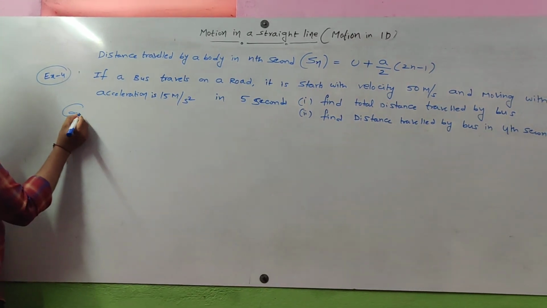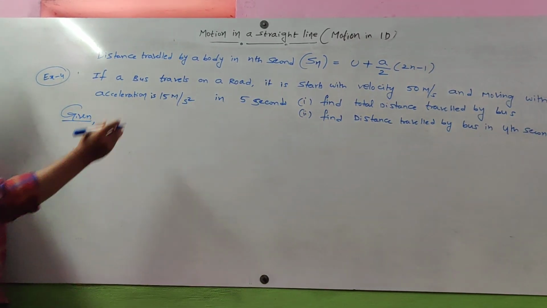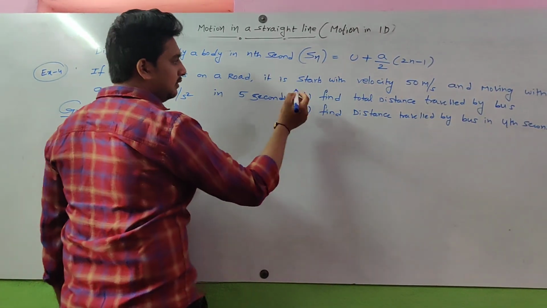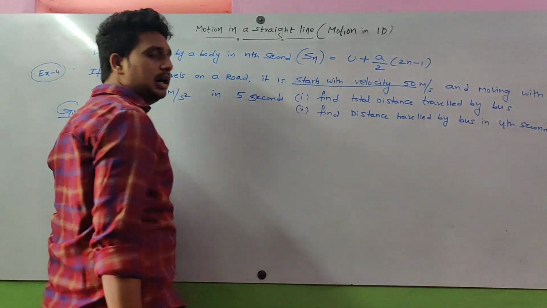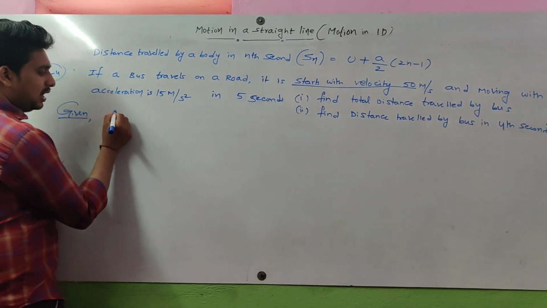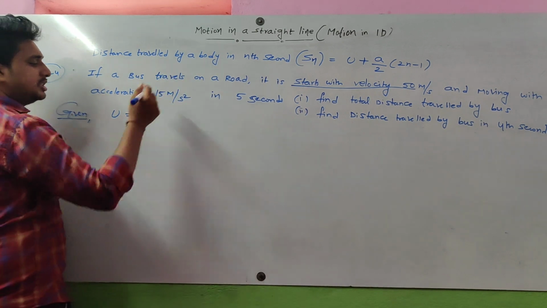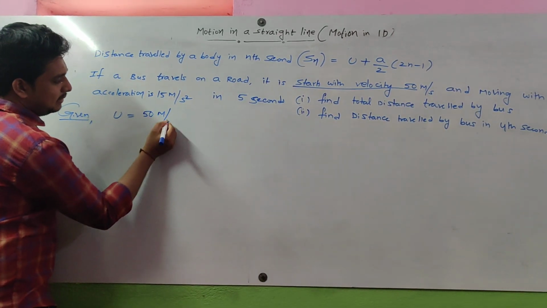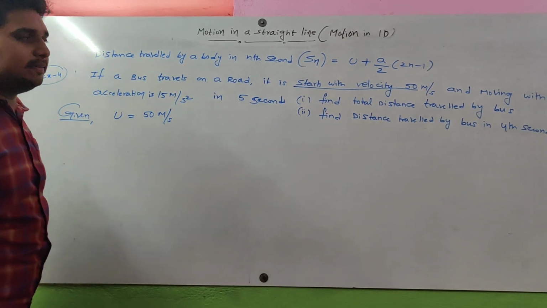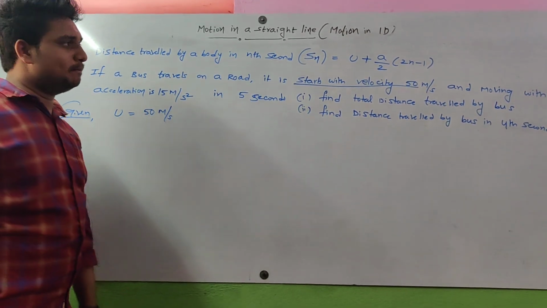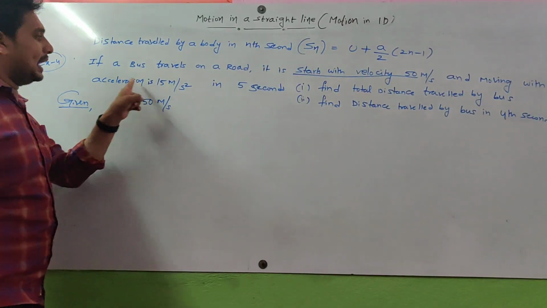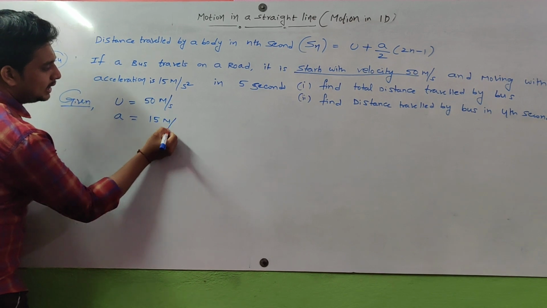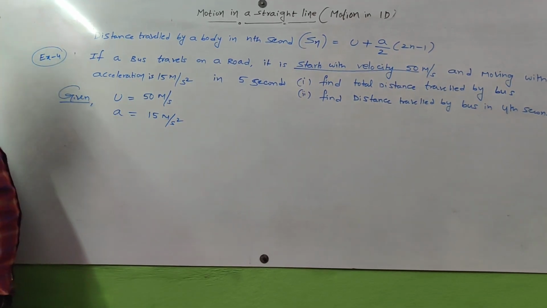So what is the given data here? If a bus travels on a road, it starts with velocity. Starting velocity is nothing but initial velocity. Initial velocity is indicated by U. U is equal to 50 meter per second. Final velocity is indicated by V. It is moving with acceleration 15 meter per second square.